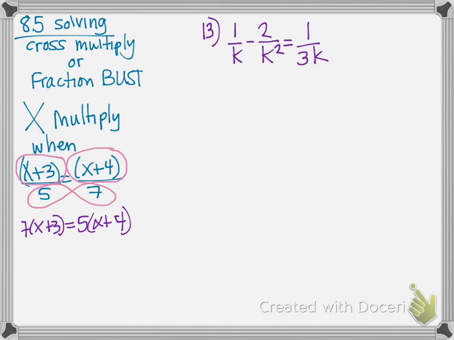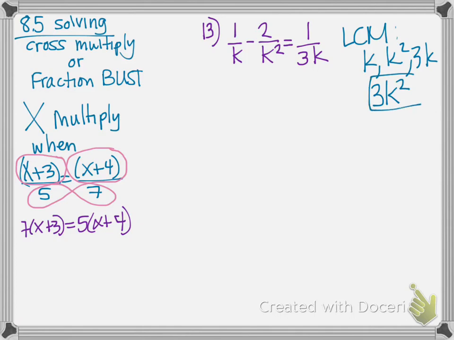And when we fraction bust, we get rid of all of the denominators, so there's no more fractions. But the fraction buster has to have elements of every single denominator so that it'll cancel everything. So in this case, I have a k squared and a 3k. So my least common multiple is going to have pieces of all of that. It's got to have a 3, it's got to have a k, and it's got to have a k squared. So this is my least common multiple. And that's what I'm going to use to bust this bad boy fraction, 3k squared.